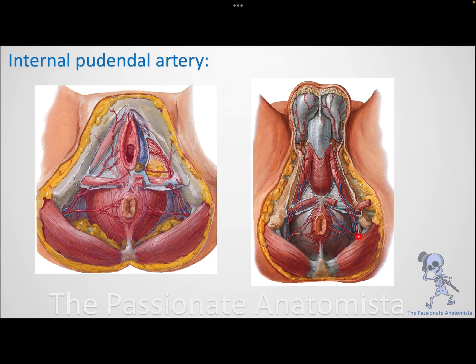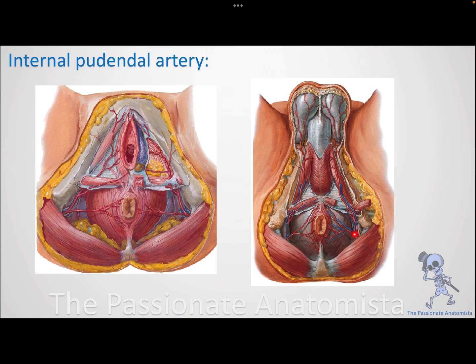Now, the internal pudendal artery, once it comes here and appears here, is going to give me one branch to the rectum, and this is what we call the inferior rectal. Remember that the rectum had the superior rectal from the inferior mesenteric, because that was part of the gut.